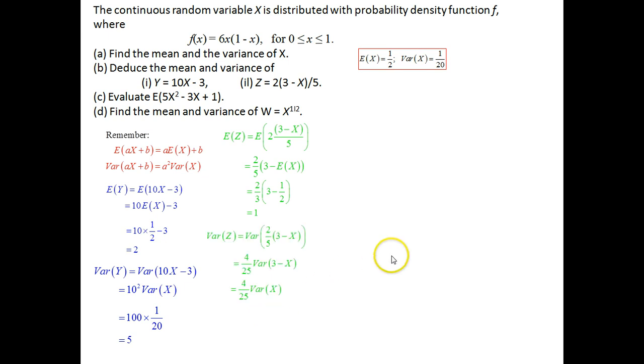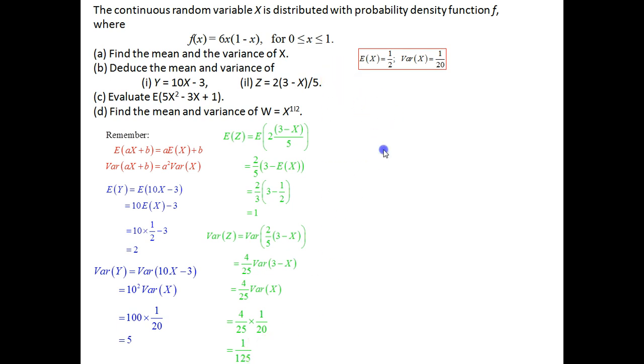The variance of z, I'll take the variance in, I square the coefficient, 4 over 25, then I have the variance of 3 minus x, take the variance in again, so it's, ignore the 3, minus becomes a plus, I'm squaring, and I've got the variance of x. So 4 over 25 times 1 over 20, and it cancels down to 1 over 125 as the variance of z.